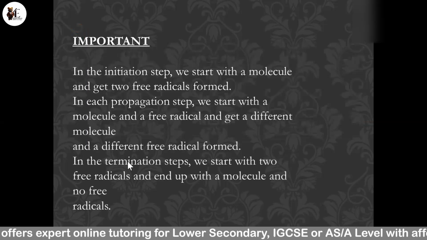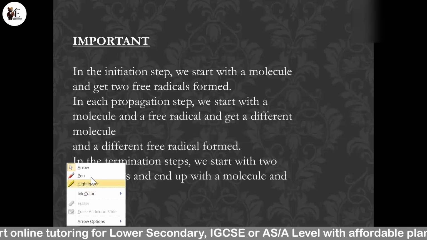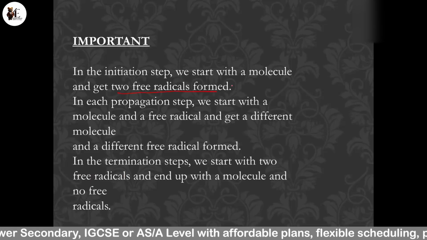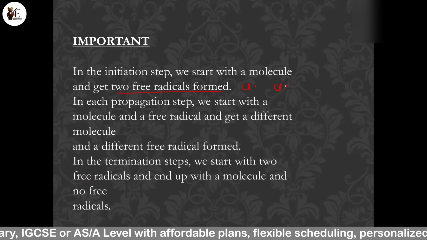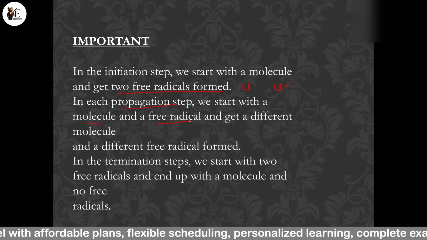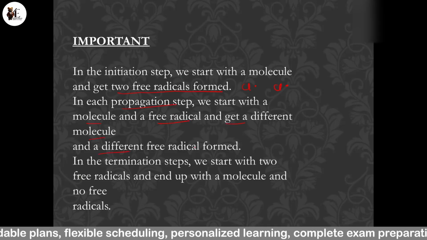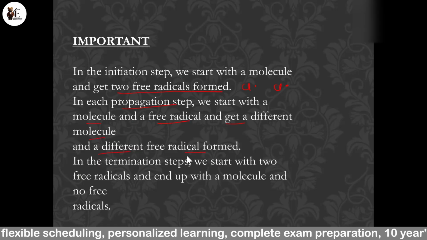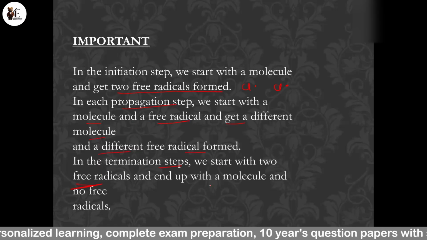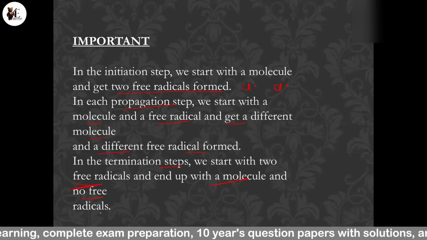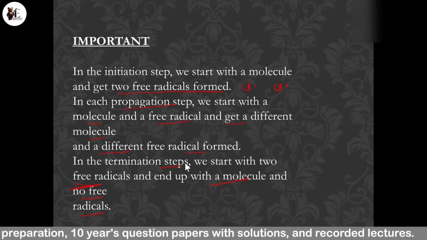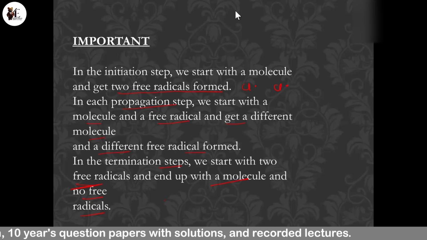In the initiation step, we start with a molecule and get two free radicals formed: a chlorine radical and a chlorine radical. In each propagation step, we start with a molecule and a free radical and get a different molecule and a different free radical. In the termination step, the last step, we start with two free radicals which combine with each other and end up with a molecule, and there are no free radicals left. So this is a summary of all these three steps.